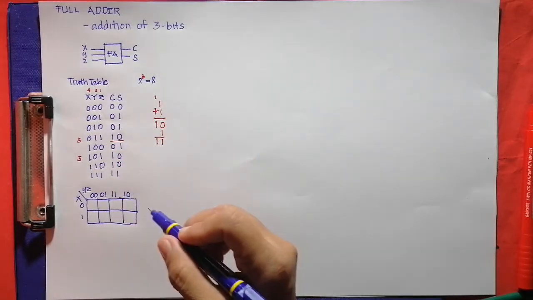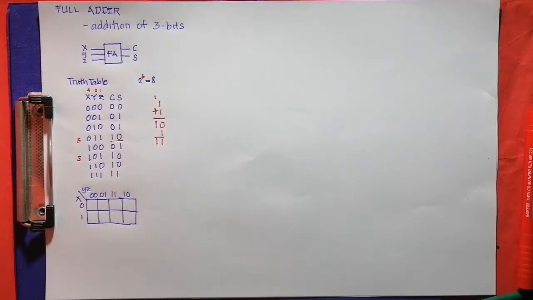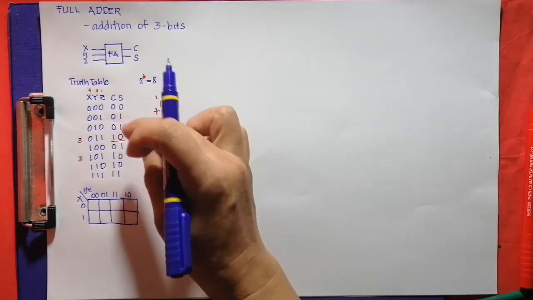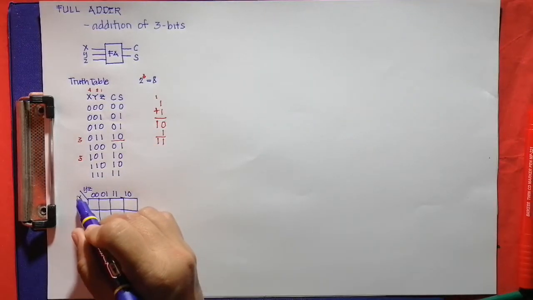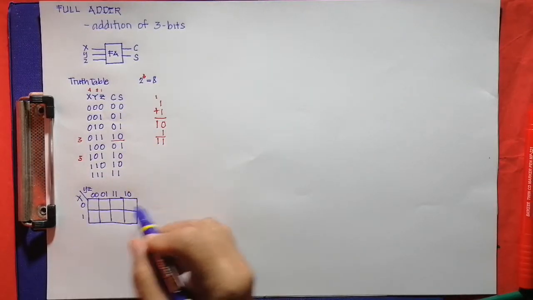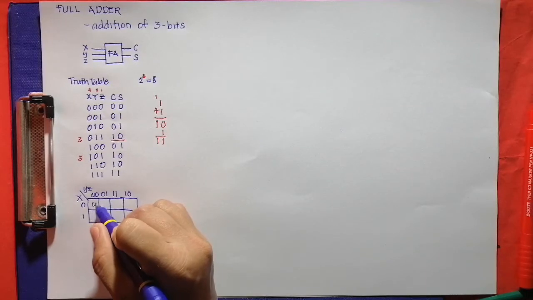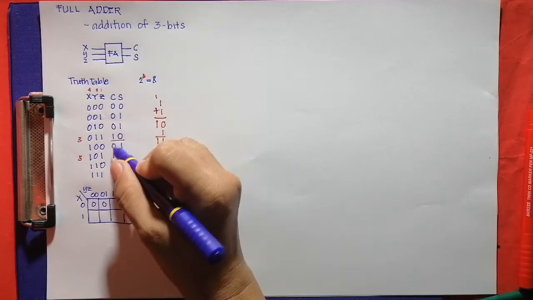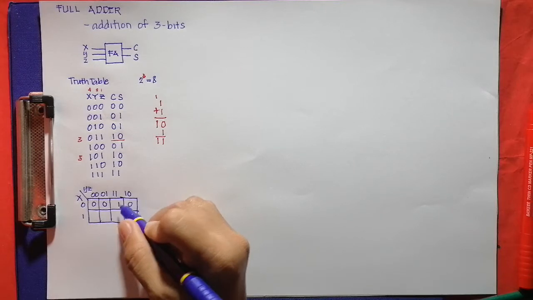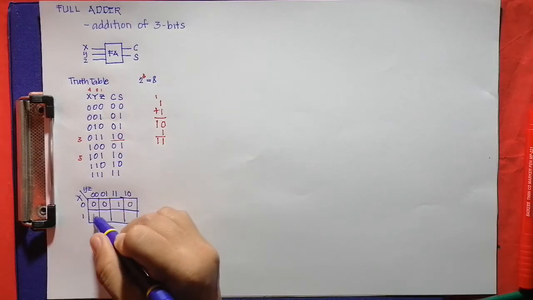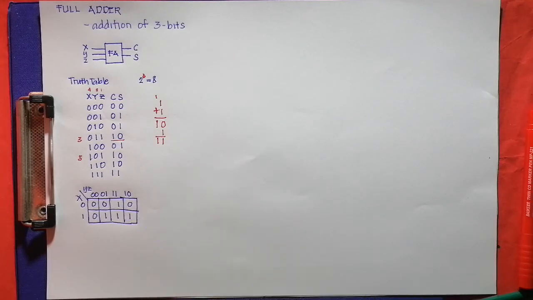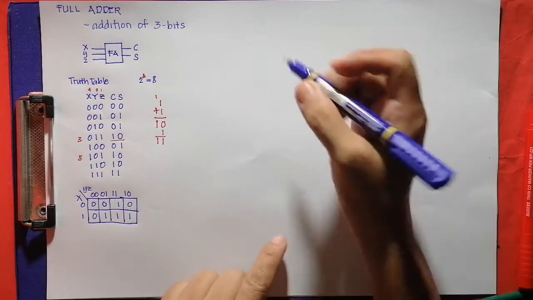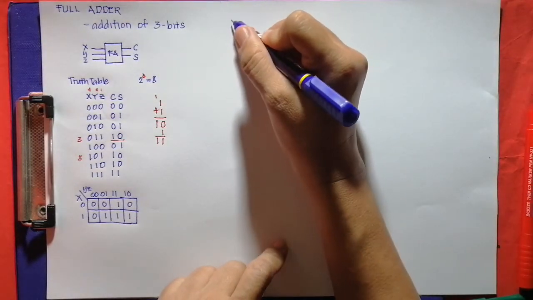So again, I'm going to plot now the values for C. We have here 0, 0, 0, 1. Since I wrote X here, that will be written sideward. So 0, 0, 0, 1, 0, 1. Then 0, 1, 1, 1. Okay. The next is the S.